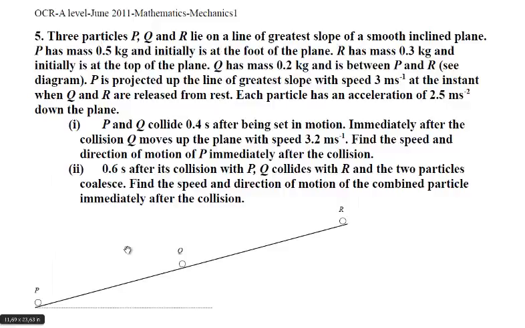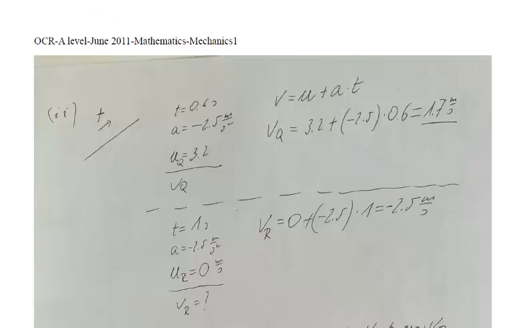0.6 seconds after its collision with P, Q collides with R and the two particles coalesce. Find the speed and direction of motion of the combined particle immediately after the collision. This is our positive direction. First we will find out the velocities immediately before the collision.